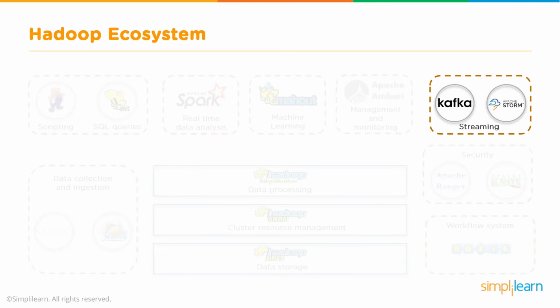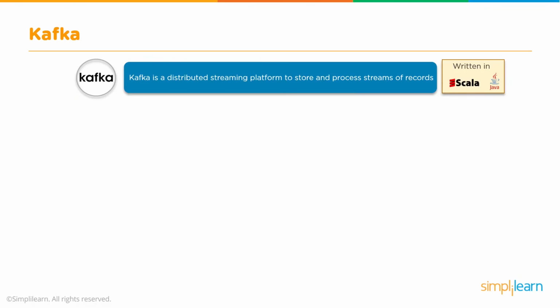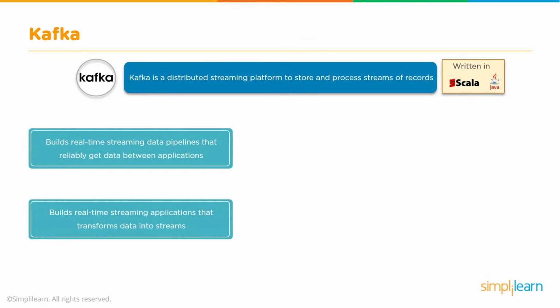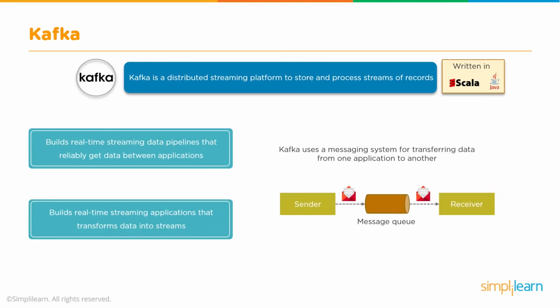And if you're going to have two more systems, and we talked about Spark streaming, there's also Kafka and Apache for streaming data coming in. And Kafka is a distributed streaming platform to store and process streams of records, and it's written in Scala. Builds real-time streaming data pipelines that reliably get data between applications. Builds real-time streaming applications that transforms data into streams. So it kind of goes both ways on there. So Kafka uses a messaging system for transferring data from one application to another. So we have our sender, we have our message queue, and then we have our receiver. Pretty straightforward, very solid setup on there with the Kafka.